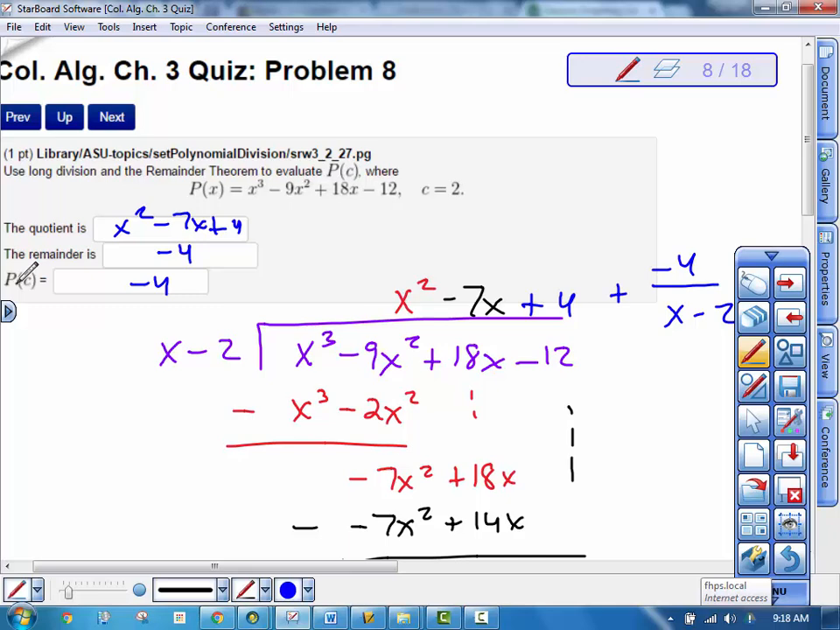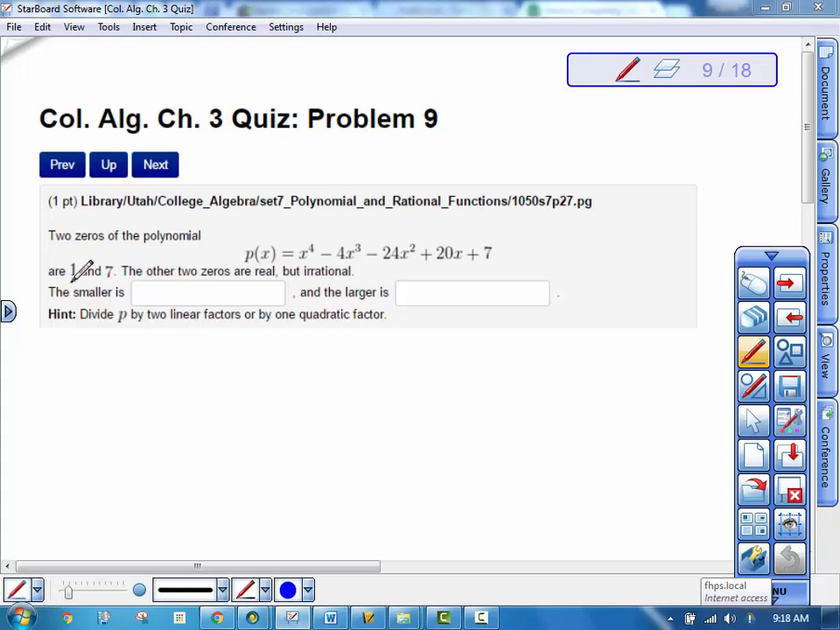That's the remainder theorem. It says that if we plug this into the equation, the remainder is our y value that we get back out. So they're both negative 4. The next problem says 2 zeros are 1 and 7.